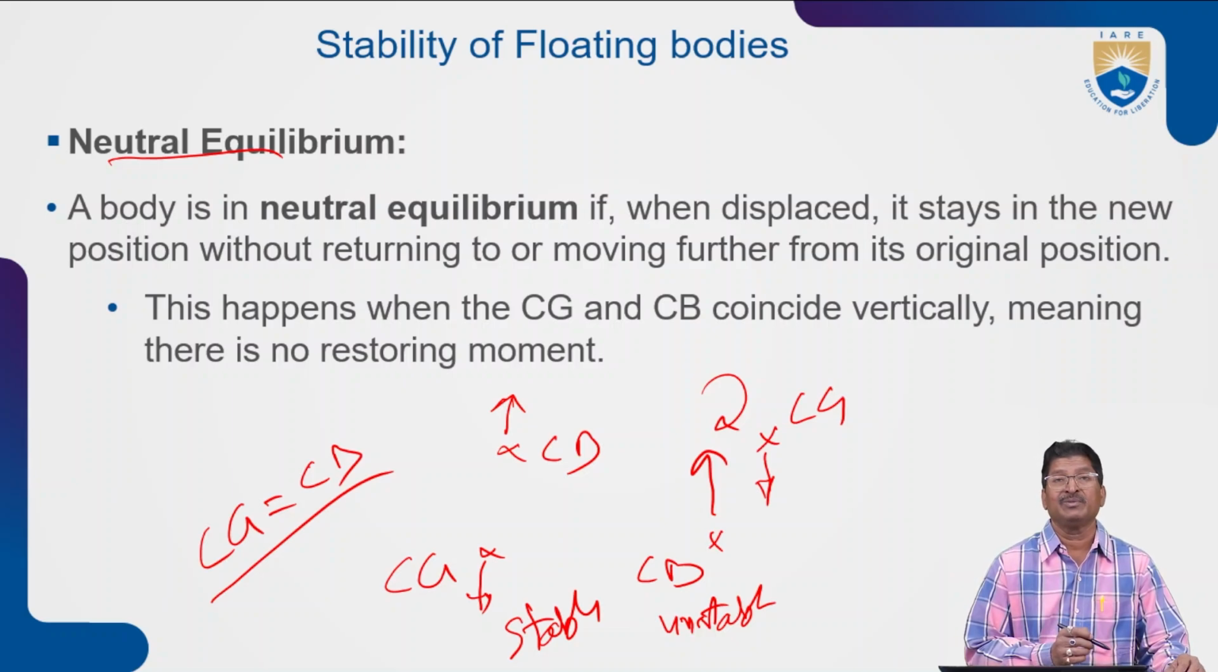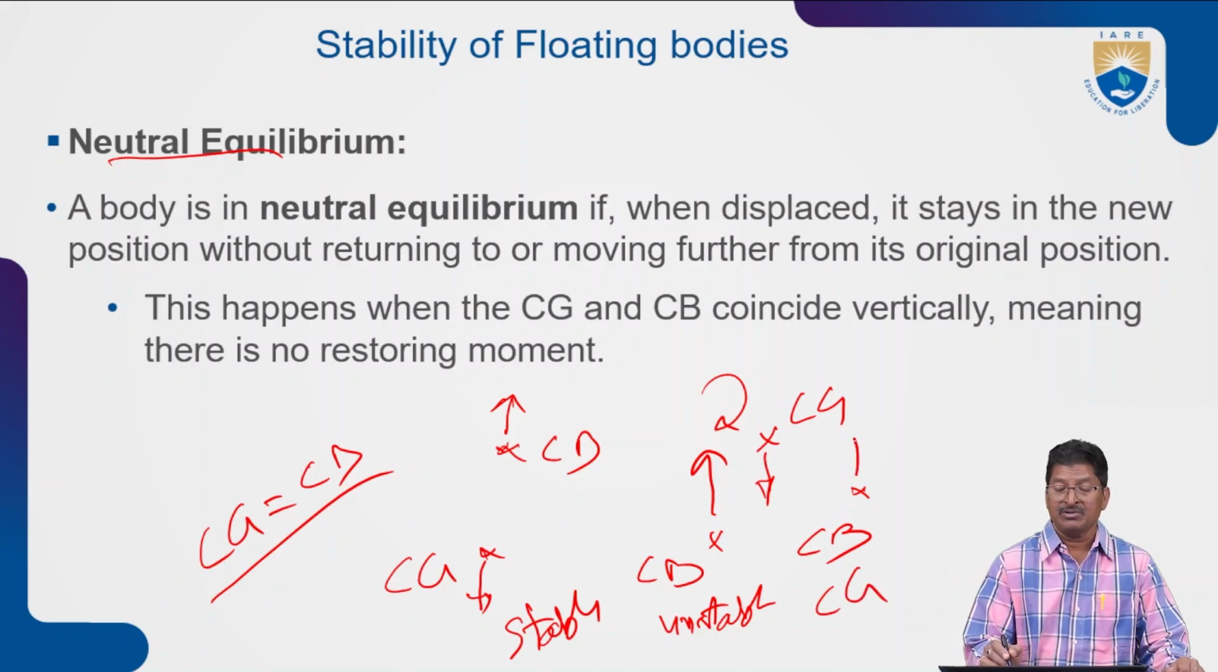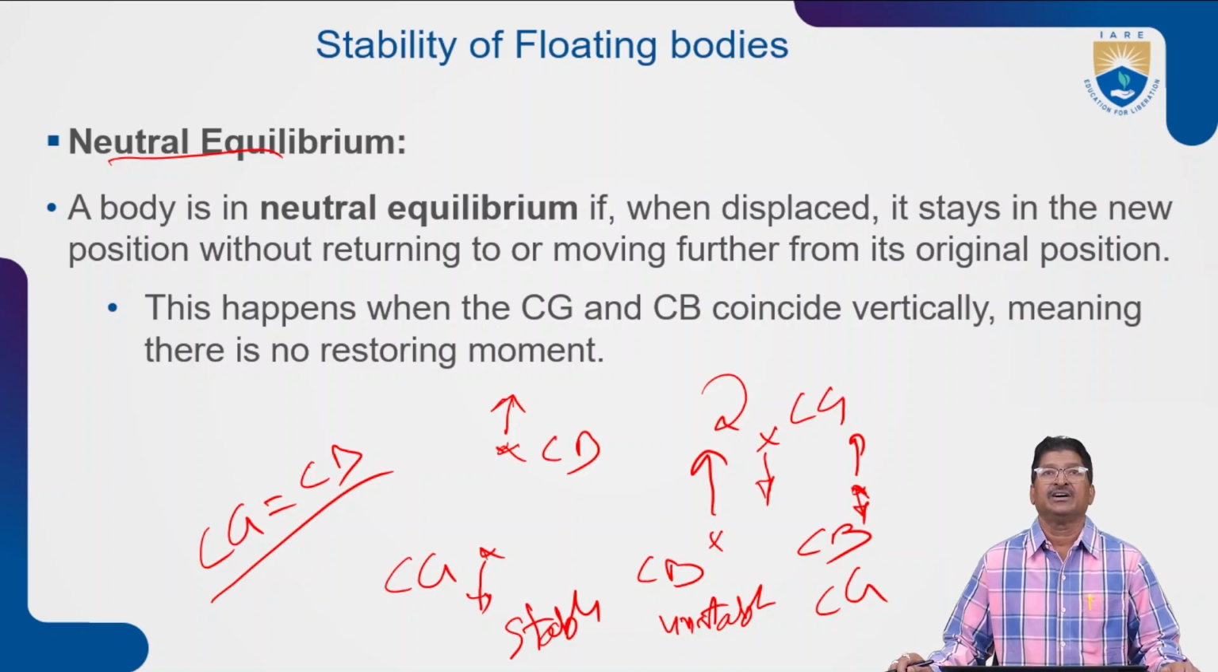But when it is called neutral equilibrium means, in stable the point of center of buoyancy and the point of center of gravity are at different places, and in unstable also different places. Whereas in neutral equilibrium, there is a single point where the center of buoyancy is acting and also the center of gravity is acting. So something is acting upwards, something is acting downwards, but at the same point. Both the forces are equal and both acting points are the same. That is called neutral equilibrium.